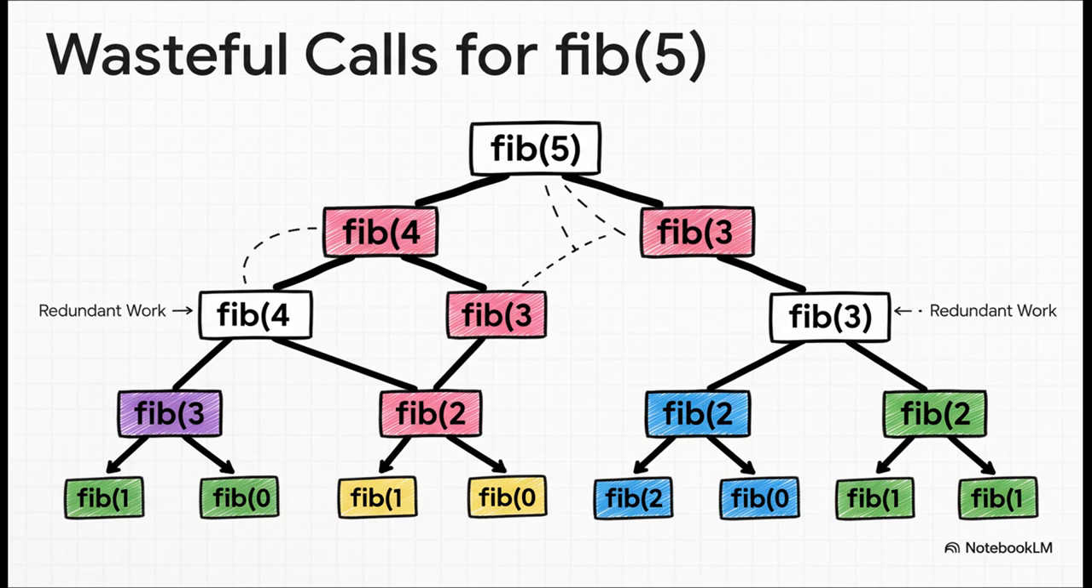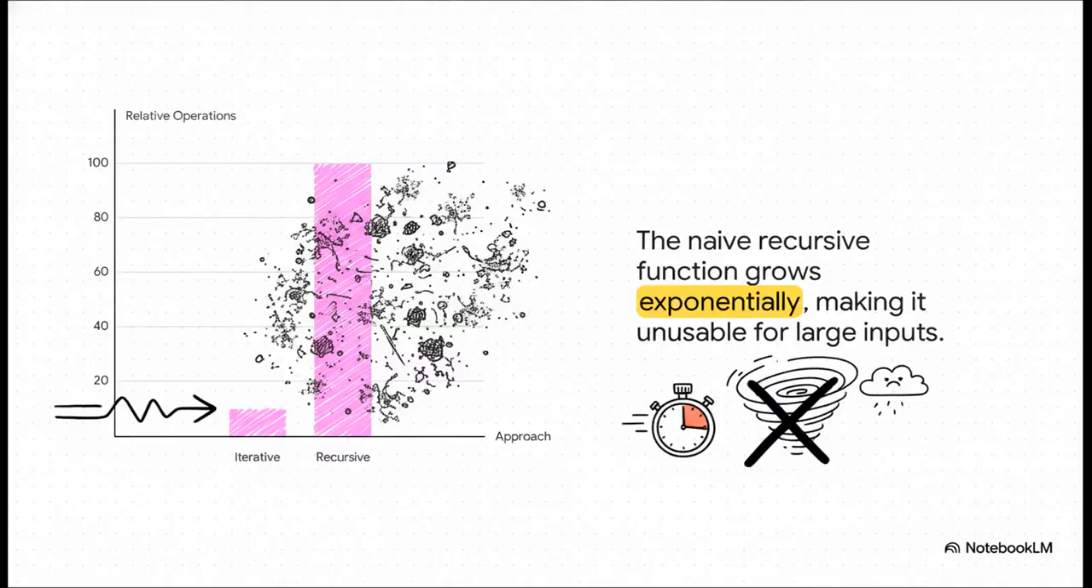I mean, just look at this call tree for calculating a tiny number like the 5th Fibonacci number. Do you see all those repeated calls? We are calculating the exact same values over and over and over again. It is incredibly wasteful. And this isn't just a little bit inefficient. It's exponentially slow. As our input number grows, the number of operations just explodes. A normal loop-based solution grows in a straight, predictable line. But our recursive function? It shoots up into the sky, making it completely useless for anything but the smallest numbers.